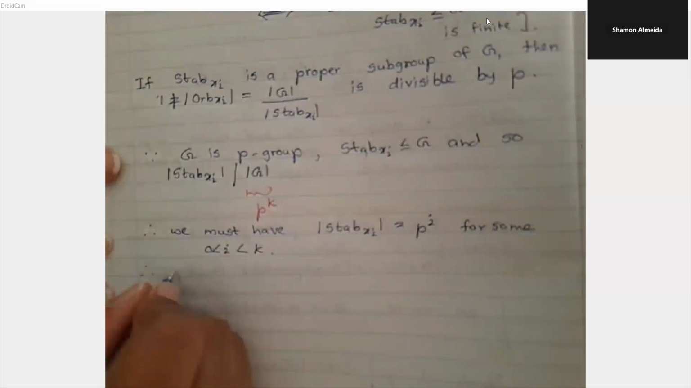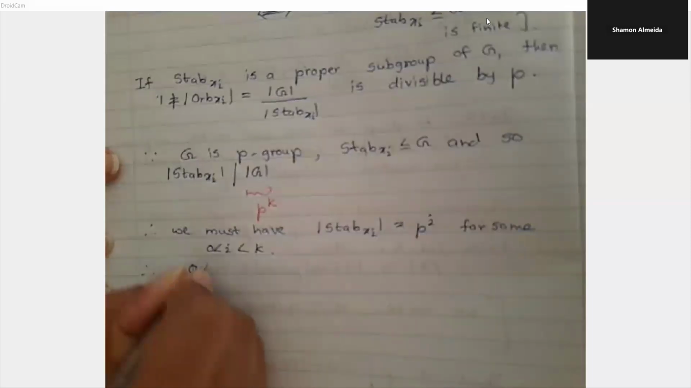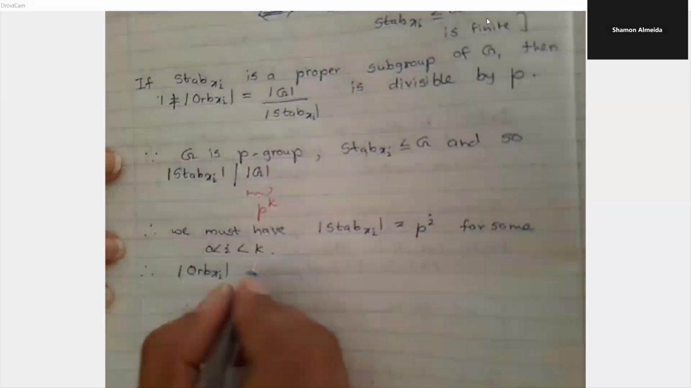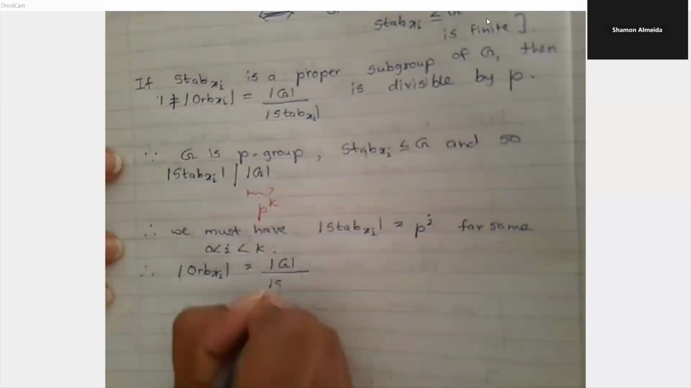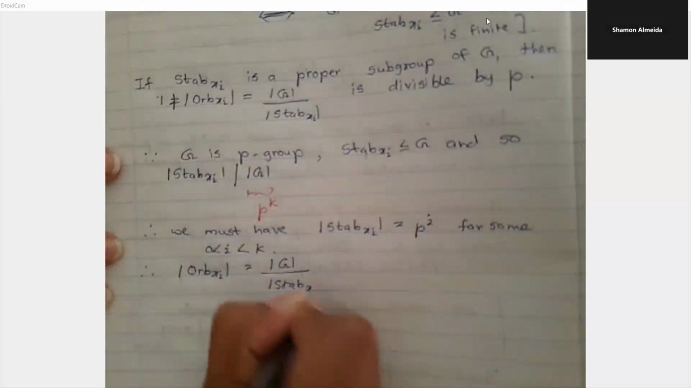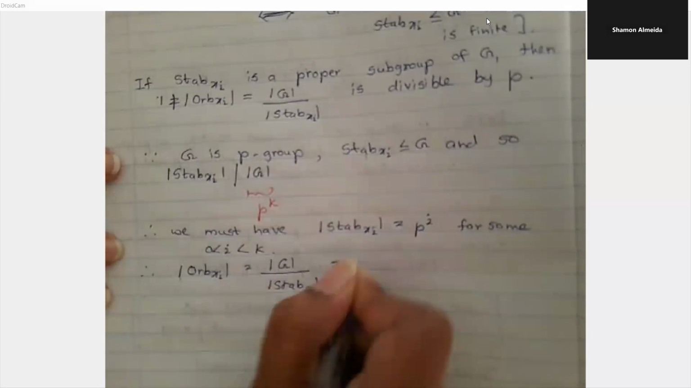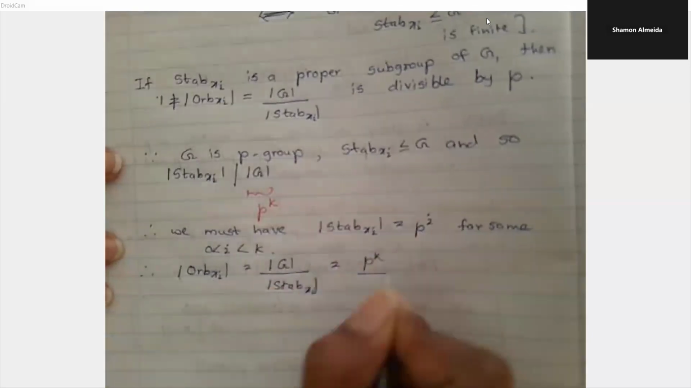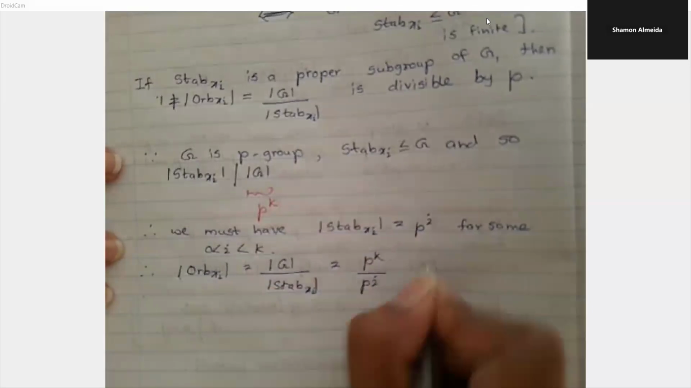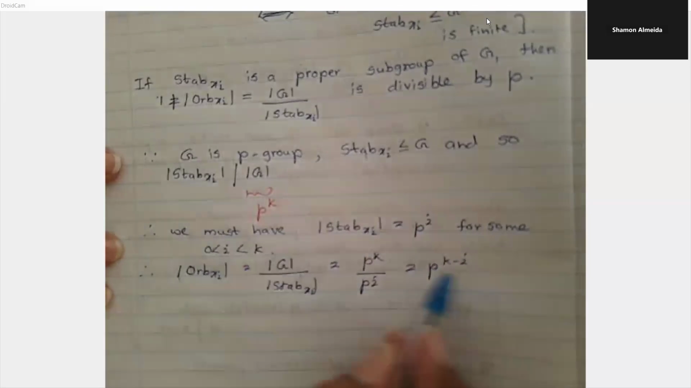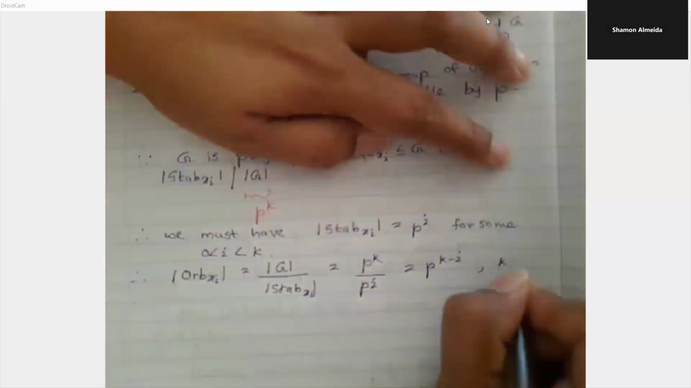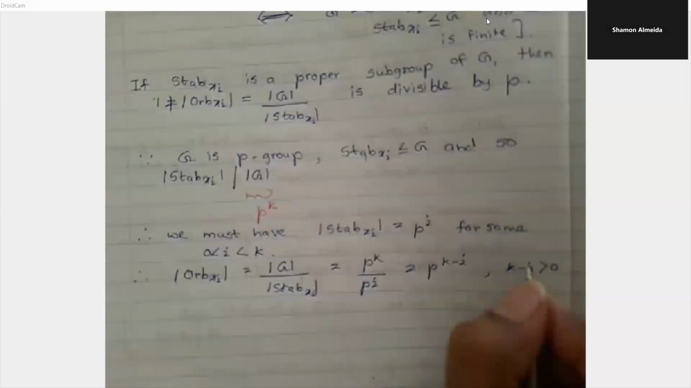Therefore, we have that the order of the orbit of xi, which is not equal to 1 by the way, equals the order of G over the order of the stabilizer. The order of G we have taken to be p to the power of k, over p to the power of i, which is p to the power of k minus i. Because i is less than k, k minus i is greater than 0, right?